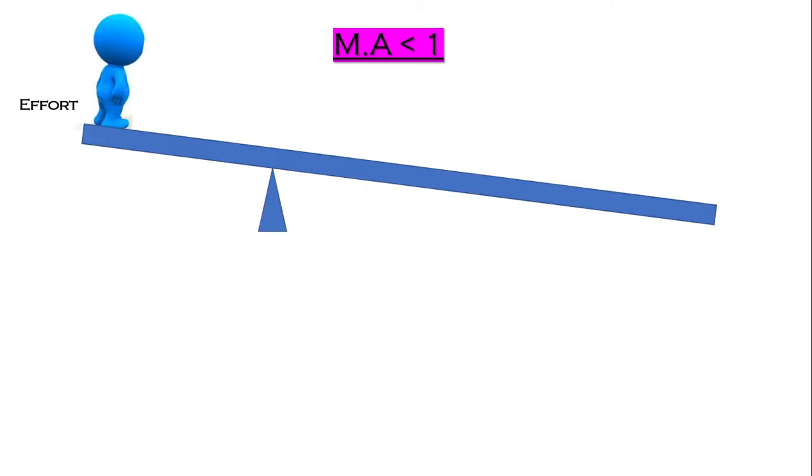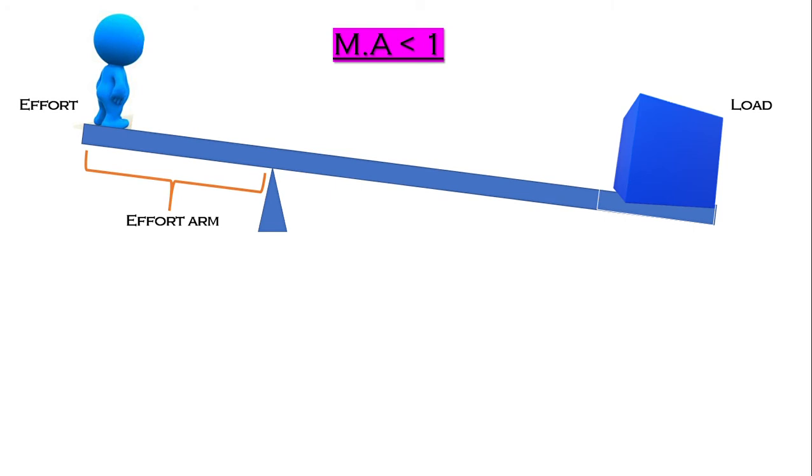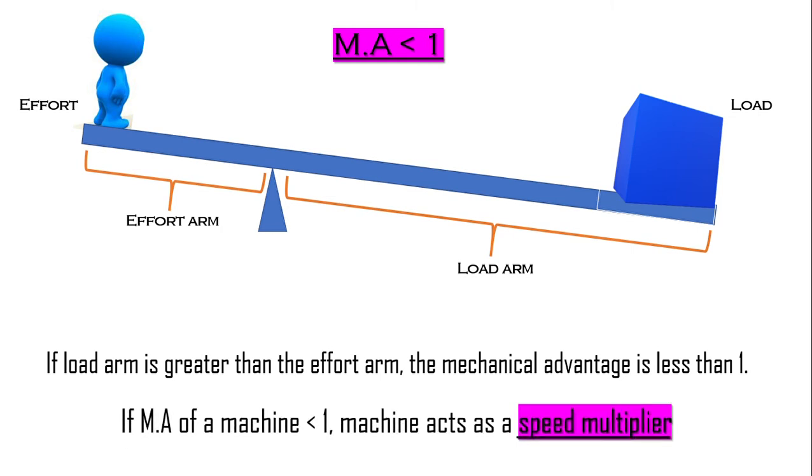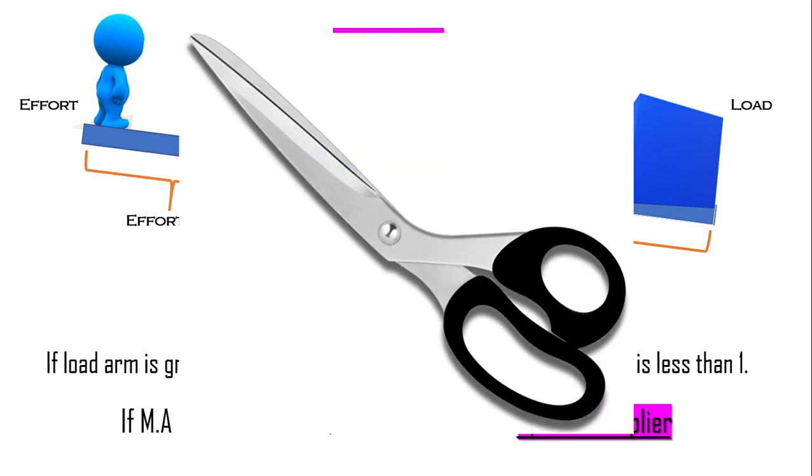The other case: what happens if the mechanical advantage is less than 1? Why do we use a machine where the mechanical advantage would be less than 1? In this scenario, it acts as a speed multiplier. If the load arm is greater than the effort arm, the mechanical advantage is less than 1, and the machine acts as a speed multiplier. The example would be a scissor.